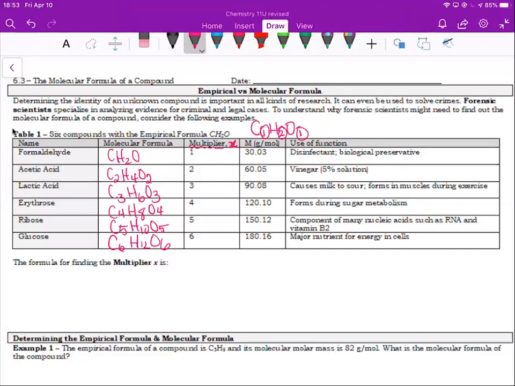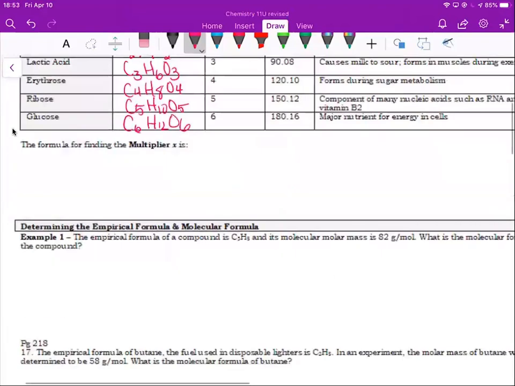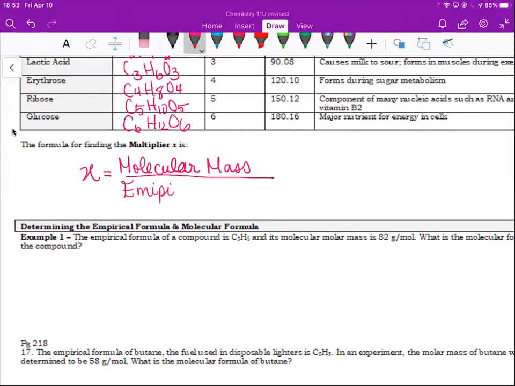So the formula for finding the multiplier is X is the molecular formula, so the molecular mass divided by the empirical. You know what? I'm going to erase this. Molecular molar mass by the empirical molar mass. Okay? And then you get this number that you're going to multiply your subscripts by.